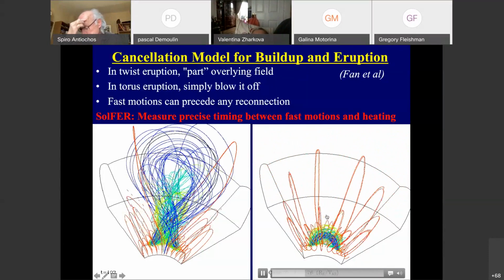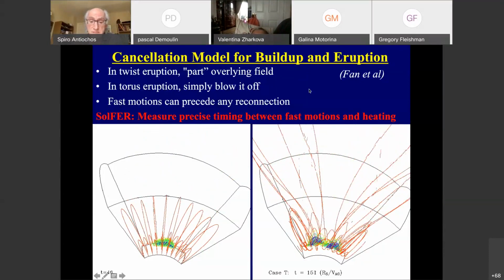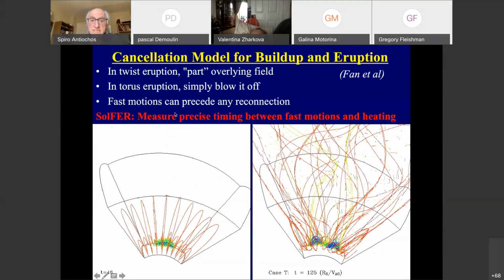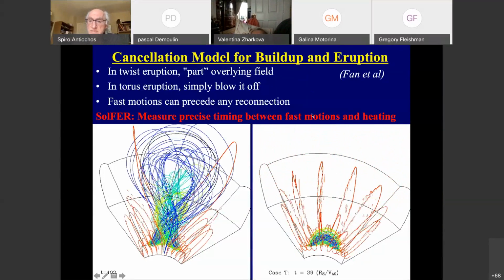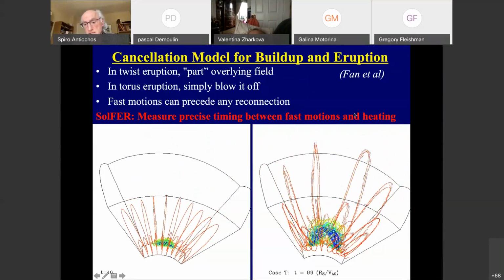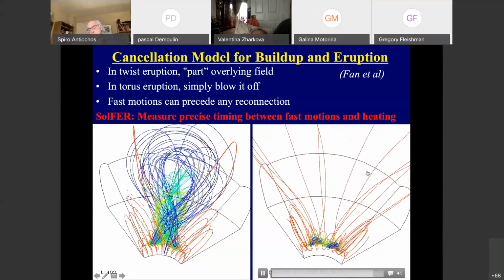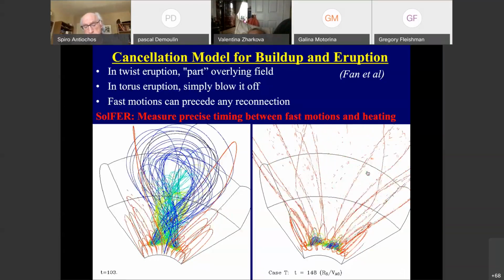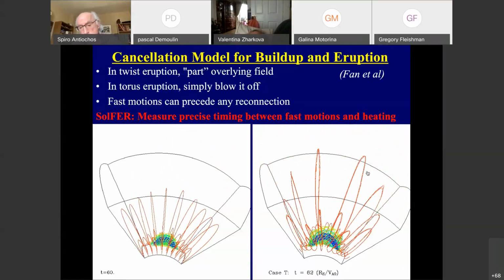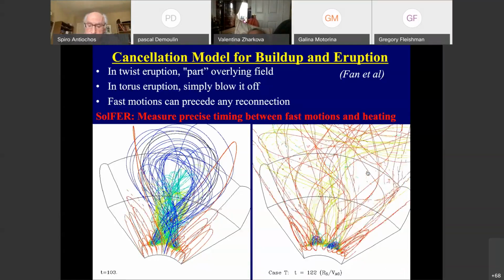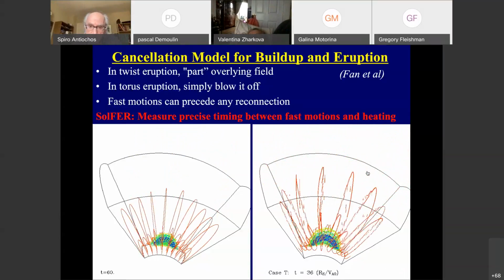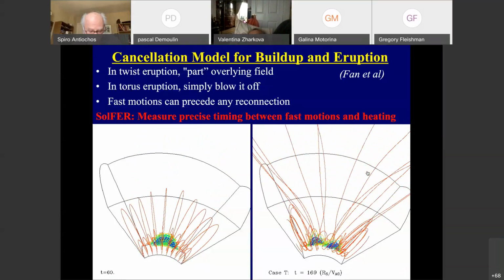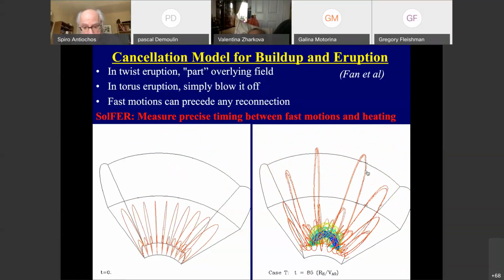So it may be possible, and this is something that we should think about very carefully, to measure the precise timing between the fast motions and the heating. In these models, in the ideal models, the thing takes off, and the reconnection occurs because of the ideal instability, because of the fast motions. So you would think if we can get precise enough measurements of motions versus heating, we may be able to critically test these models.